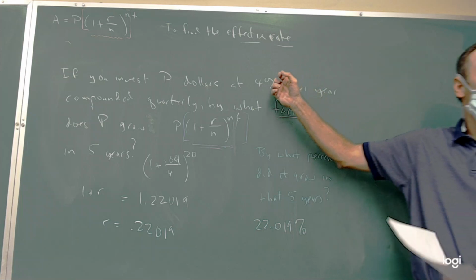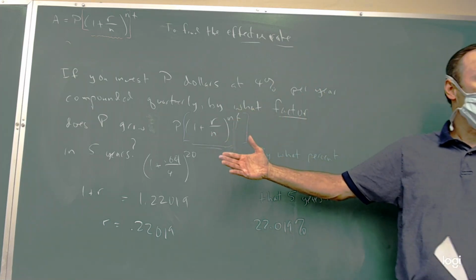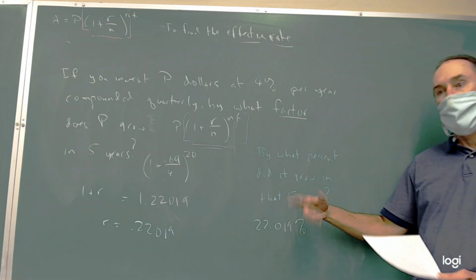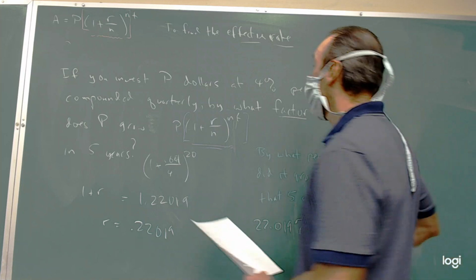Notice, it's not simple multiplication. It's not that you got 4% every year for 5 years, so therefore 4 times 5 is 20%. No, you got more than that because of the compounding that's taking place. Okay, good. Let's ask another question.